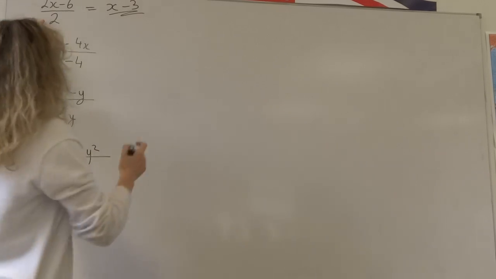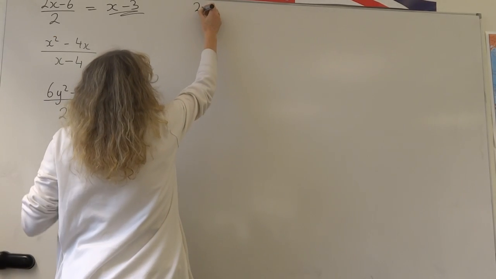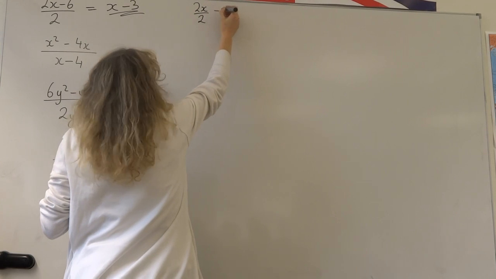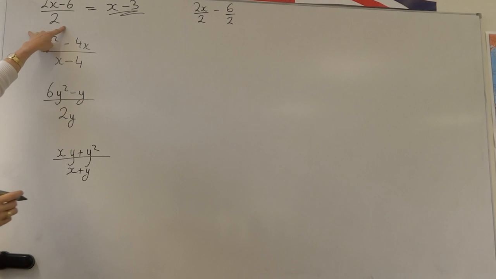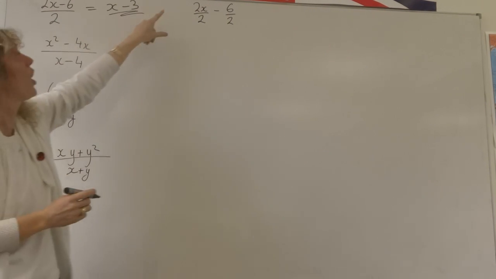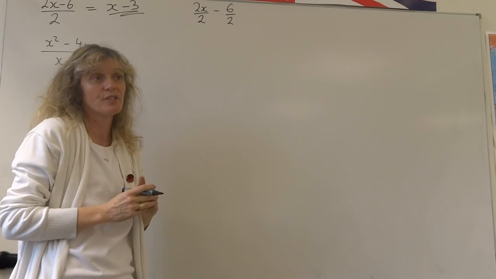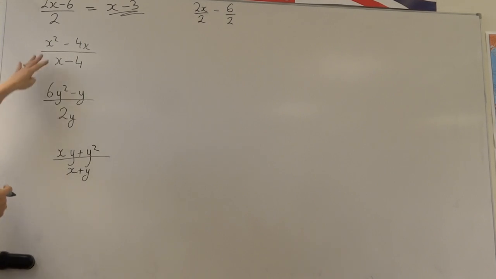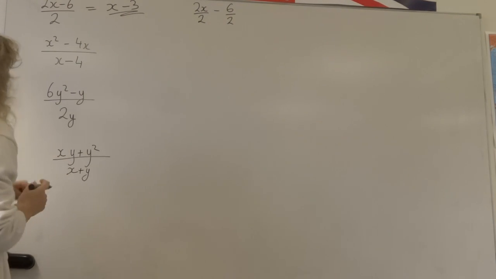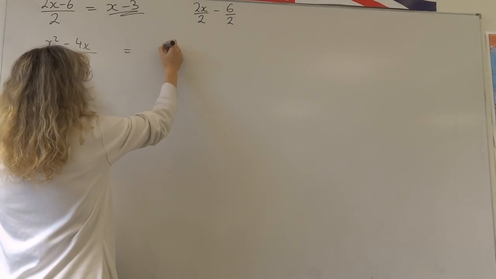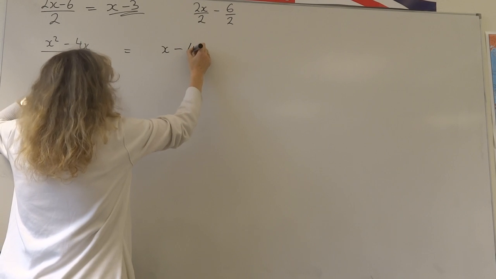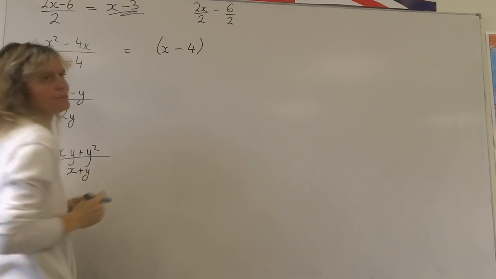So you can think of it as being split up as 2x divided by 2 minus 6 divided by 2. This and this are exactly the same thing. You're taking a half of 2x and you're taking a half of 6. If we look at the second one, we've got x minus 4 on the bottom. So can we in some way create an expression where we get x minus 4 on the top?